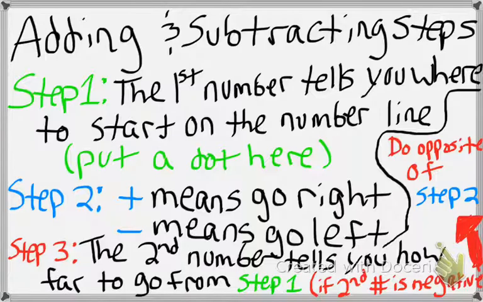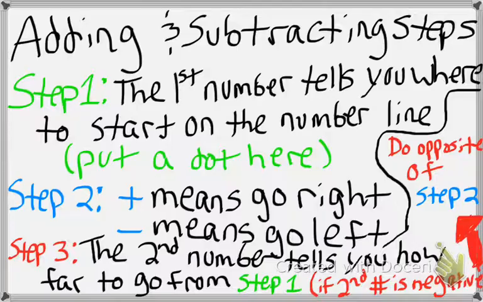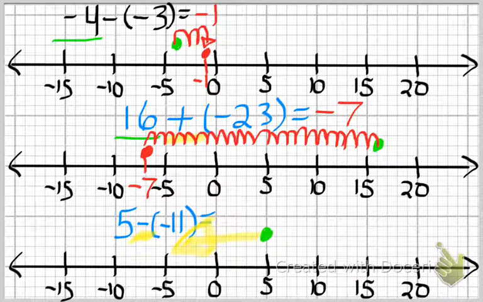Step 2 was look to see is it adding or subtracting, because that'll tell you which way to go. This says subtracting. So that means we want to go to the left. Now, step 3 says the second number tells you how far to go. Oh, and don't forget, if the second number is negative, you're going to do the opposite of step 2. And in our case, our second number is negative. It's -11. So that means we're going to have to do the opposite.